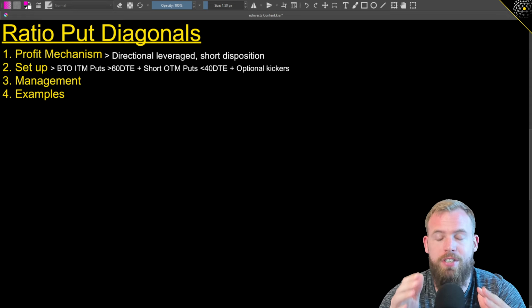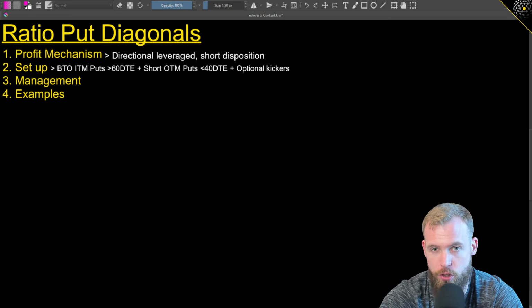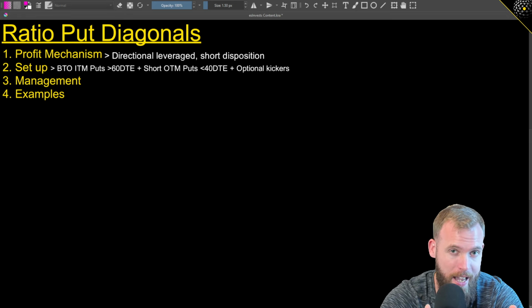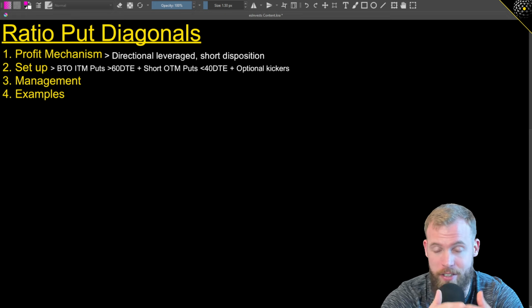The ratio put diagonal is my hands down favorite bearish options trading strategy. So I'm going to walk you through how it makes money, how to set them up, how to scan for them, how to manage. I'm going to give you an example of a trade that I had earlier this year that shows the full life cycle and decision cycle along the entire path.